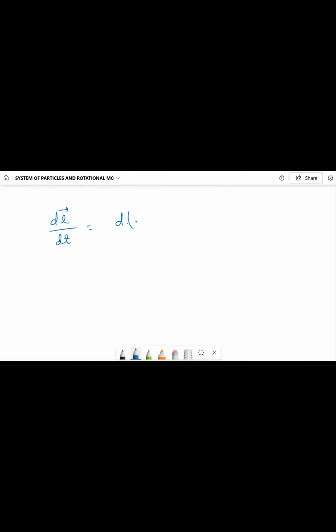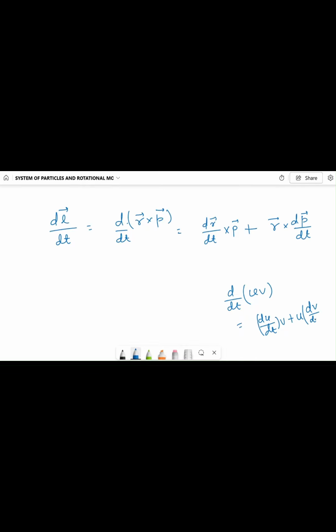So dL by dt, we can write it as d(r cross p) by dt. Now we can write here dr by dt cross p plus r cross dp by dt. If you don't know this thing, you have to understand a little bit of calculus here. First, we take the derivative of the first function, multiplied with the second function, and then we multiply the first function with the derivative of the second function. So this is what I have done here.